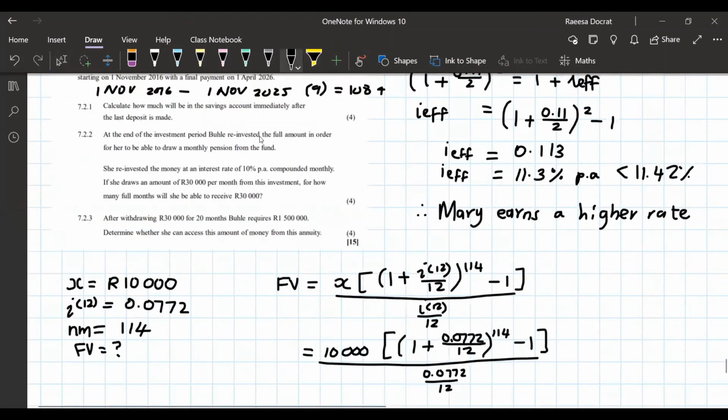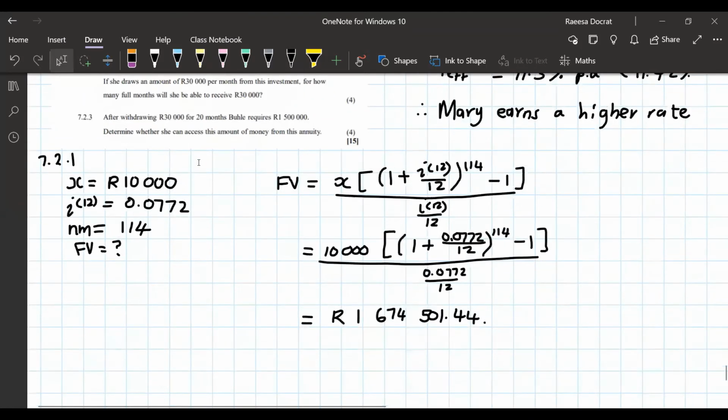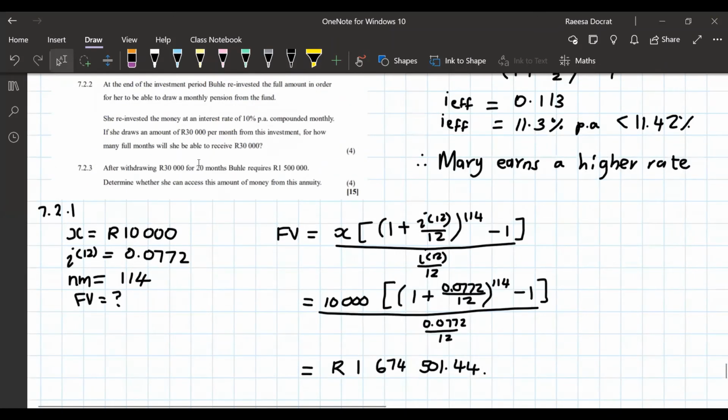Okay, so for this question, the approach to write down what you're given first and then use the formula and substitute is really handy. So then we have, at the end of the investment period, Buhle reinvests the full amount in order for her to be able to draw a monthly pension from the fund. She reinvests the money at an interest rate of 10% per annum compounded monthly. If she draws 30,000 Rand per month, for how long will she be able to receive full payments of 30,000?